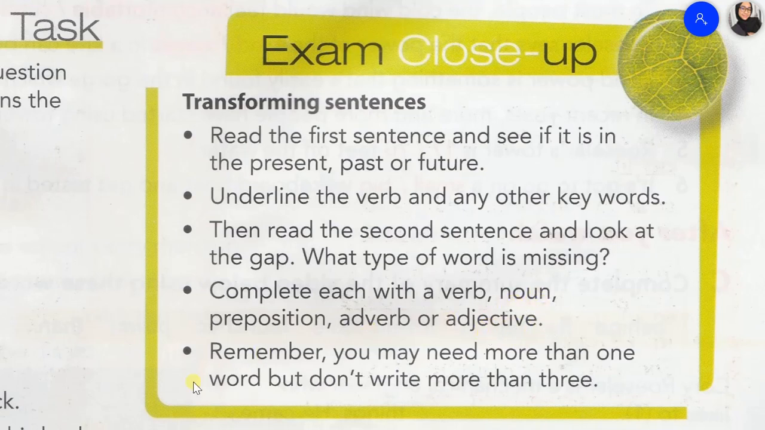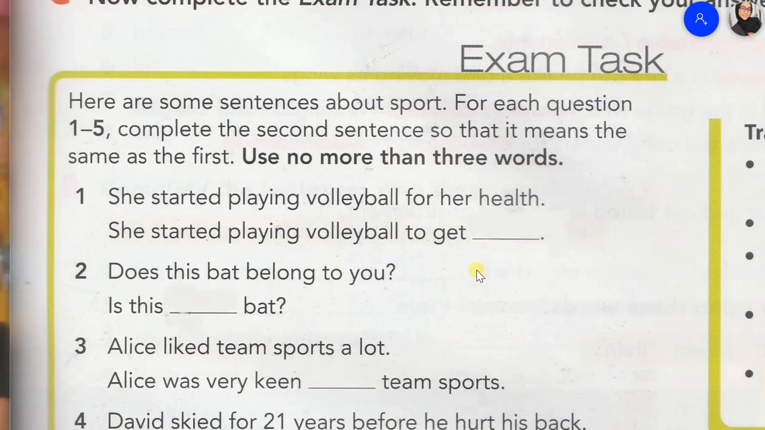Okay, and then the last one, remember you may need more than one word, but don't write more than 3. Okay, do not write more than 3 words. Okay, now let's do the exam task. Here are some sentences about sport. For each question, 1 until 5, complete the second sentence so that it means the same as the first. Use no more than 3 words. Alright. Number 1, she started playing volleyball for her health.